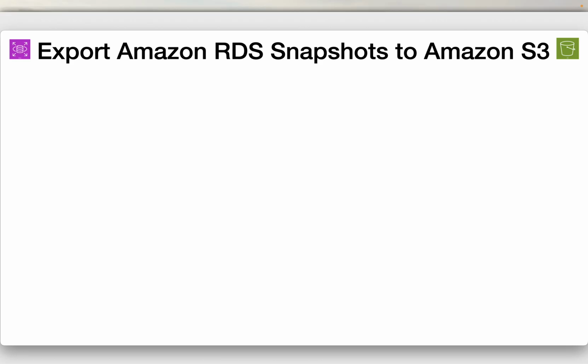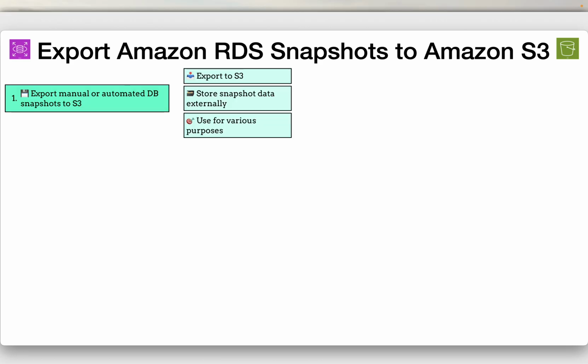Okay, next feature, export Amazon RDS snapshots to Amazon S3. First, export manual or automated DB snapshots to S3. With the export to S3 feature, you can export your Amazon RDS database snapshots, manual or automated, to Amazon S3, enabling you to store the snapshots data externally and use it for various purposes.